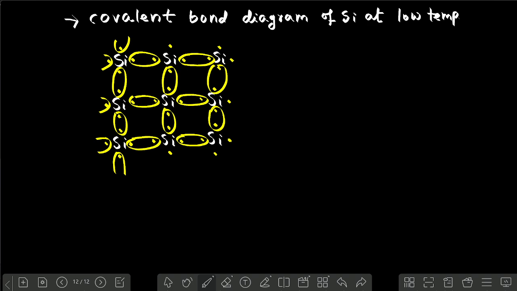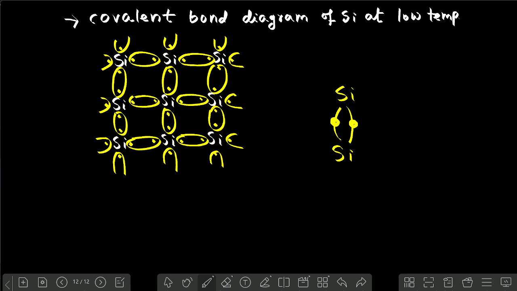Draw, please. Yes or no? So this is the covalent bond diagram of silicon. Instead of giving like this, you can also do like this. If you have taken 2 silicons, between 2 silicons you can make one bond, 1 electron here, one other electron here. You can substitute like this. You can do the diagram like this, whatever I have done here. So this is the covalent bond diagram of silicon crystal.